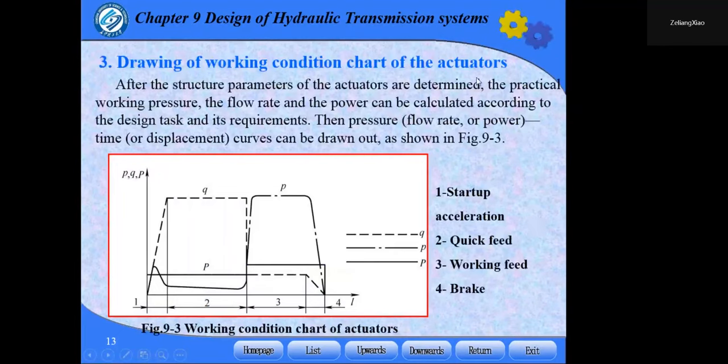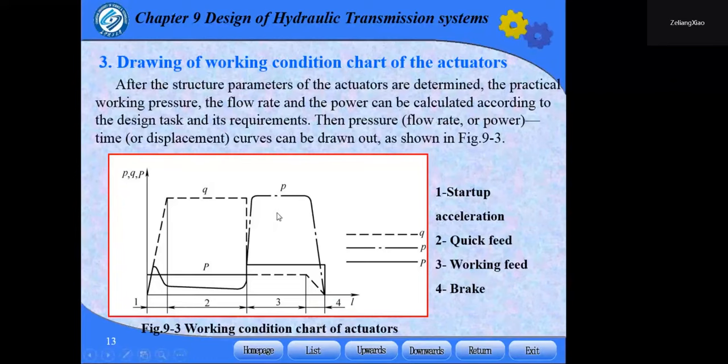Drawing of the working condition chart of the actuators. After structural parameters of the actuators are determined, the effective working pressure, flow rate and power can be calculated according to the design task and its requirements. The pressure, the flow rate and the power are related to it. The displacement curve can be drawn out.